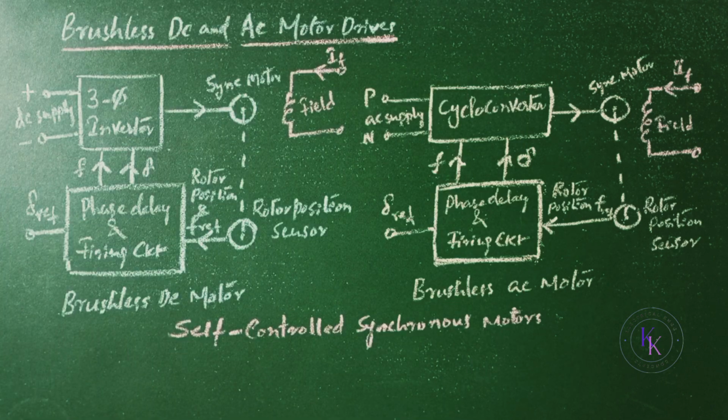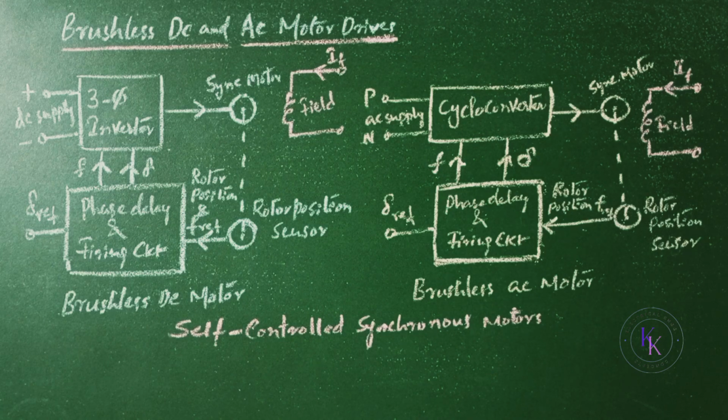Brushless DC and AC motor drives. Brushless drives are basically synchronous motor drives in self-control mode. The armature supply frequency is changed in proportion to the rotor speed changes, so that the armature field always moves at the same speed as the rotor. The self-control ensures that for all operating points, the armature and rotor field moves exactly at the same speed.